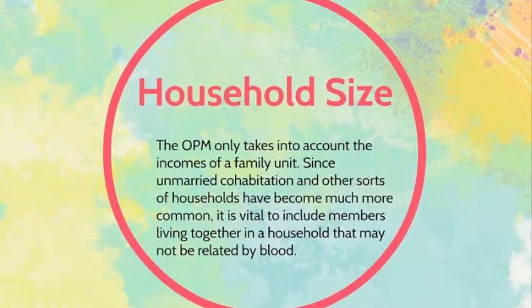The OPM accounts for family size, which only includes married couples and blood relatives. Household size includes cohabitation, which would include foster families, unmarried couples, and others who share incomes. Since unmarried cohabitation and other sorts of household sharing has become much more common, it is vital to include household size in the poverty measurement.